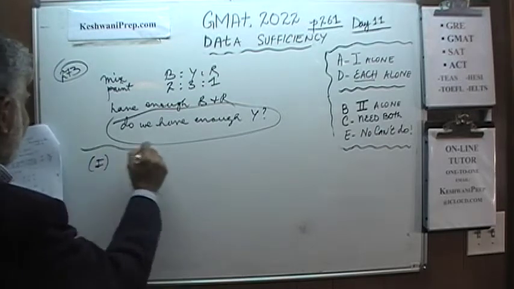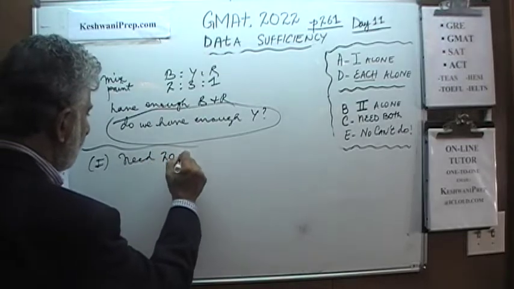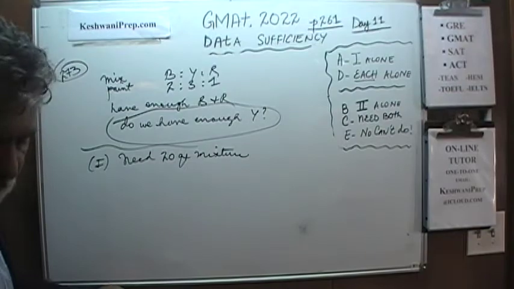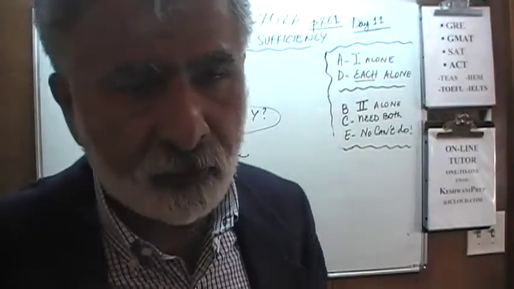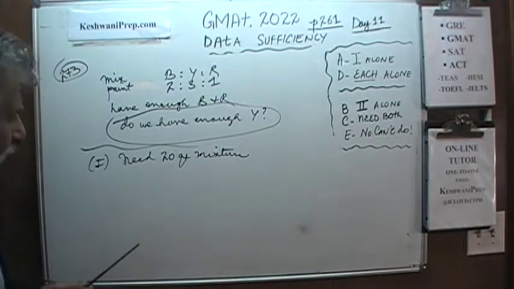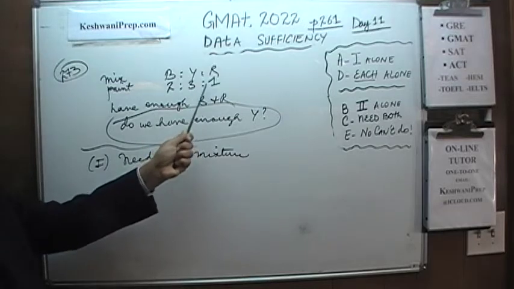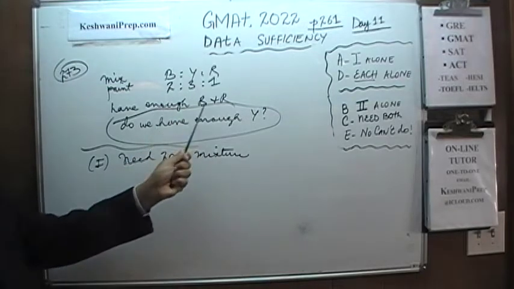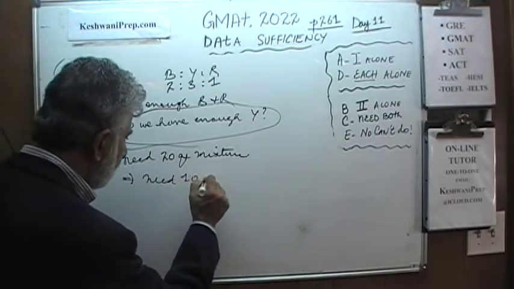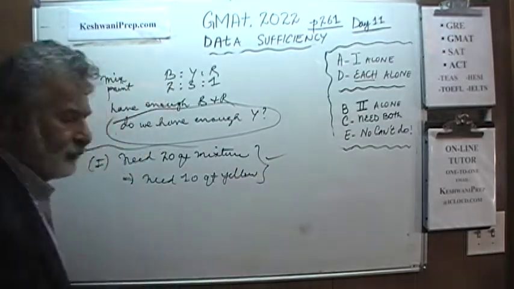The first statement tells us that we need to make 20 quarts of mixture. The mixture that I'm making has to be 20 quarts or 20 gallons or 20 liters, whatever you like, it doesn't matter. We need 20 units. Well, what this tells us is that because they are in the ratio of 2:3:1, yellow is 3 parts out of 6 parts. So what this implies is that we need 10 quarts of yellow. That's what it tells us.